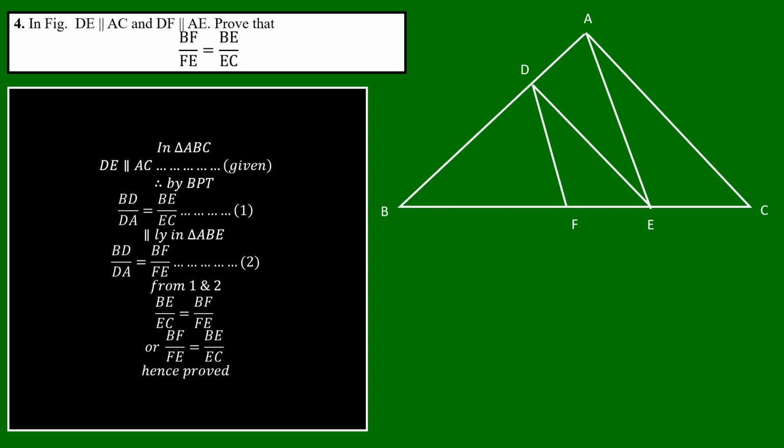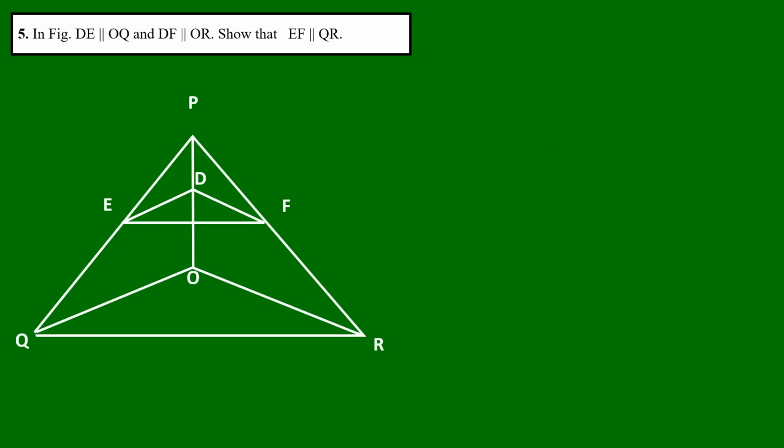Let's move to the next question. Again we have a figure like this. In this, DE is parallel to OQ, DF is parallel to OR. We have to show that EF is parallel to QR. So if we consider triangle PQR, EF will only be parallel to QR if this upon this is equal to this upon this. If EF divides PQ and PR in the same ratio, then only EF will be parallel to QR.